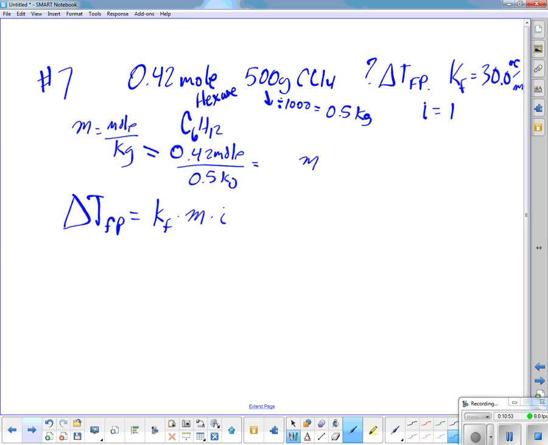Now, they want the change. If they say change, then you leave it. But if they want the new freezing point, then you do 0 minus that. It'll be a negative. Yep, it's a kilogram. Sorry.